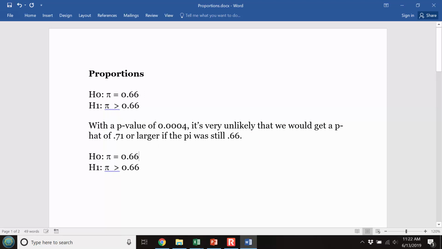Null hypothesis, 90%. The alternative hypothesis, 90%. But this is no longer a greater than. It's simply not equal. So the null hypothesis says population is 90%. The research hypothesis says it's not 90%.